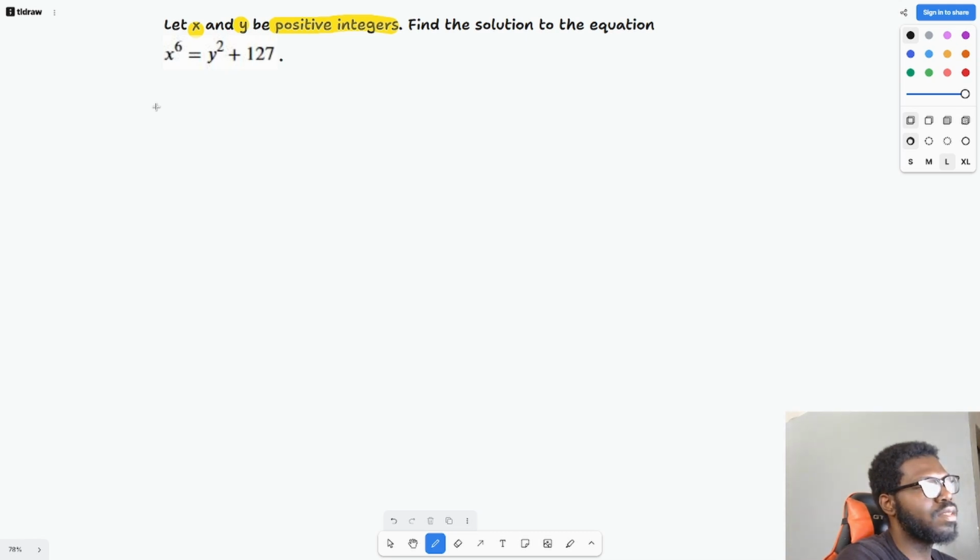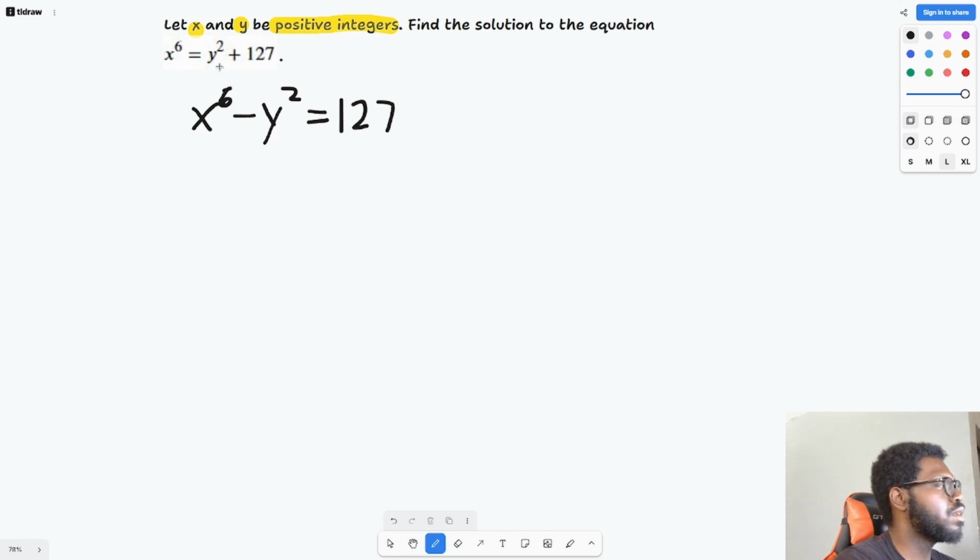What I start by doing is just try to rewrite this equation in a way that would be easier to solve. Start by just subtracting y squared from both sides, because when we do this, now we have all of the terms that have variables on one side, and then we have a constant on the other side. So when you subtract y squared from both sides, you end up with x to the sixth power minus y squared is equal to 127.